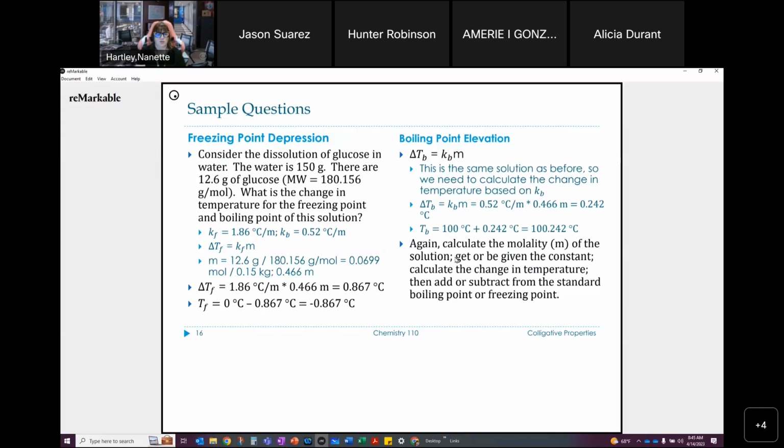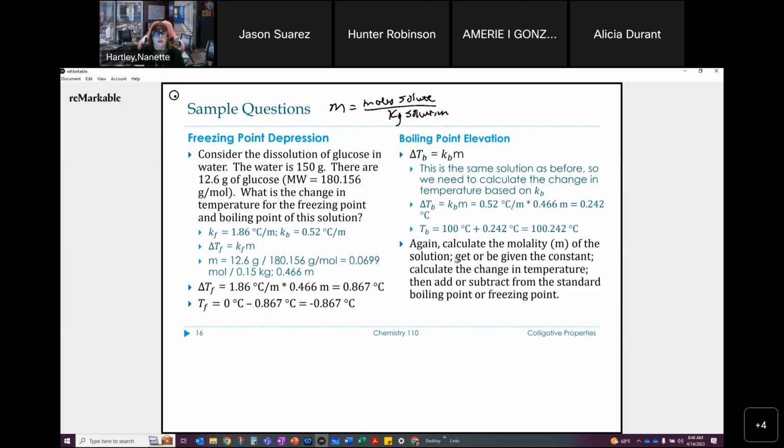Okay, a couple of things that I need to know to be able to do this. The KF, that freezing point depression, is 1.86 degrees C per molal. Awesome. KB is 0.52 degrees C per molal, smaller. So I would expect the temperature to go up less in the boiling point part than it does go down in the freezing point part. Okay. Now I know that my equation is delta TF is equal to KF times the molality. That molality, again, being equal to the moles of my solute over the kilograms of that solvent.